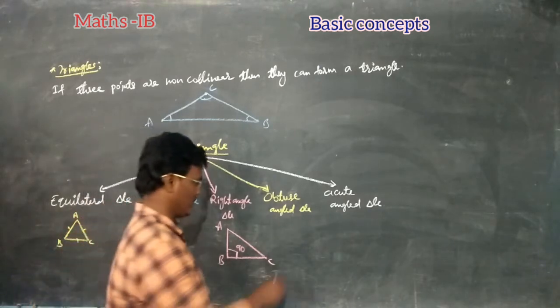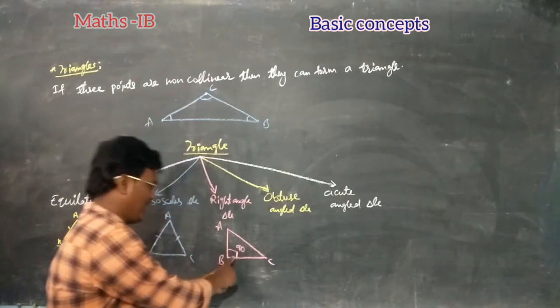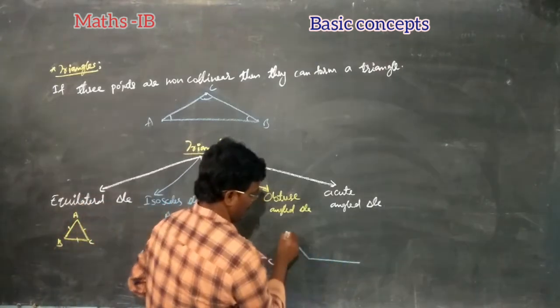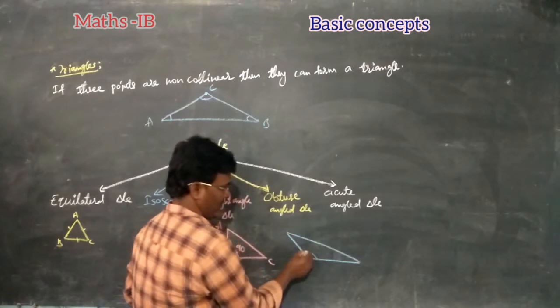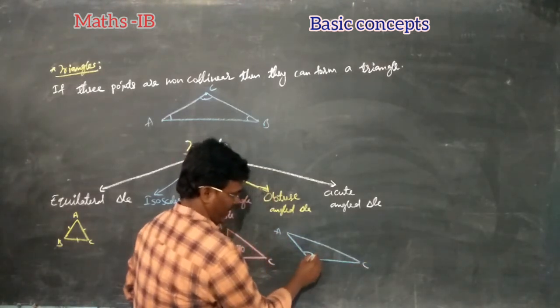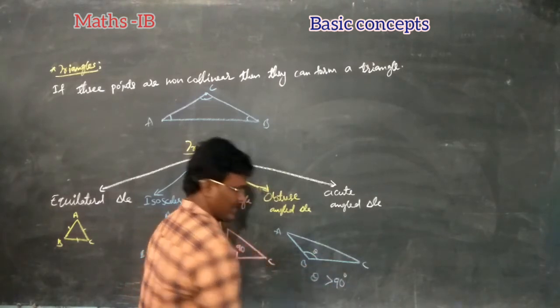Above 90. So the diagram will be in this form, this is the 90. Above 90 means like that. So here this is the angle, A, B, C. This theta is above 90 degrees.